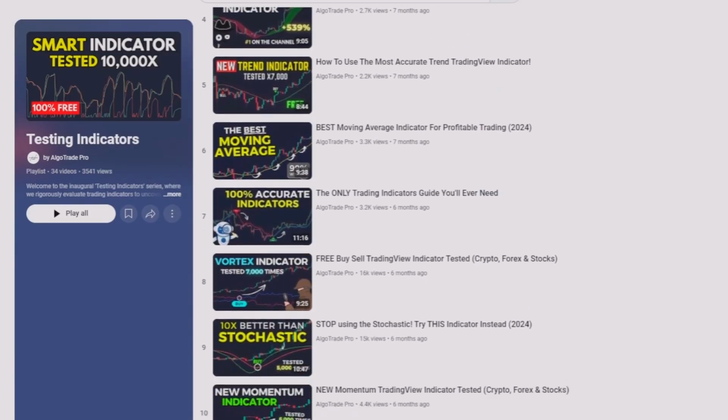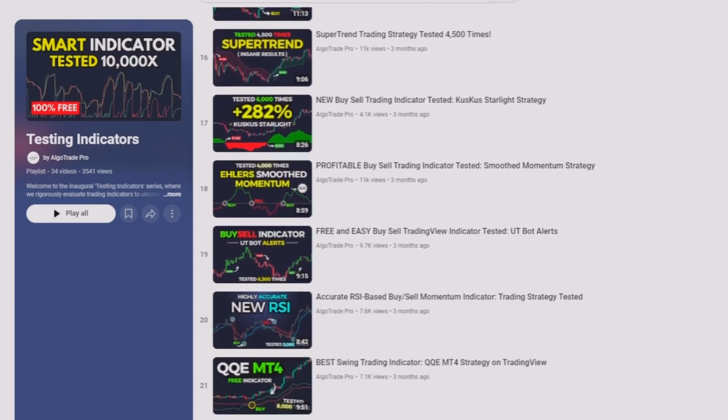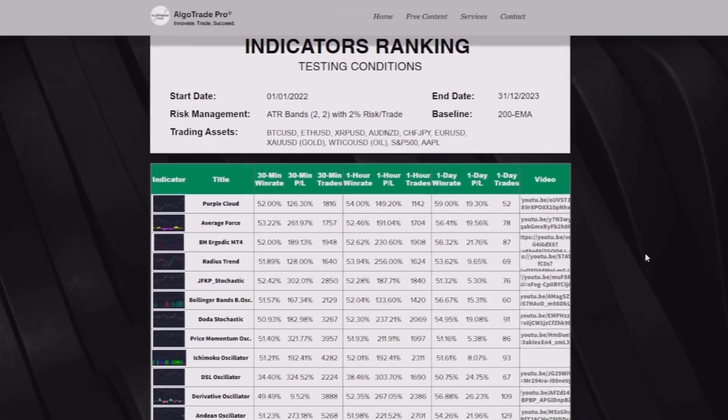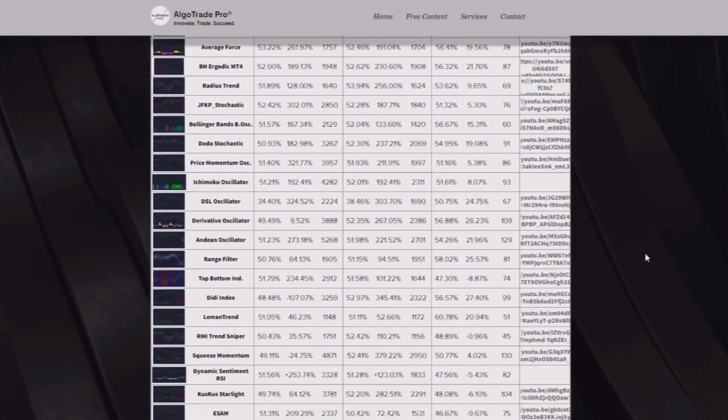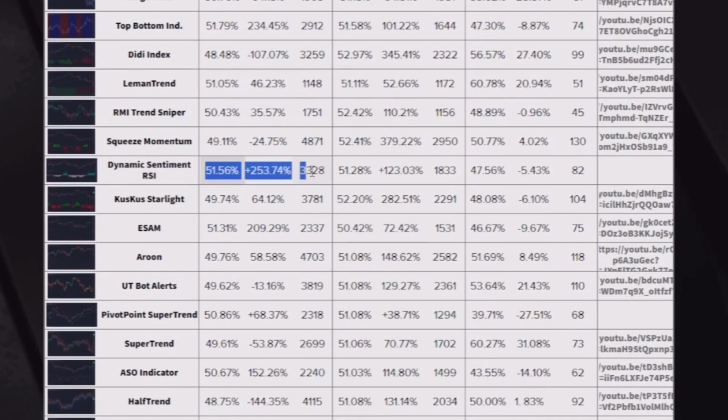In this series, my objective is to simply test different indicators to discover which ones give us more probability of success. After evaluating the dynamic Sentiment RSI alongside other indicators in this series, I have decided to place it in this position on our ranking table. Tell me in the comments if you agree with this position or not.